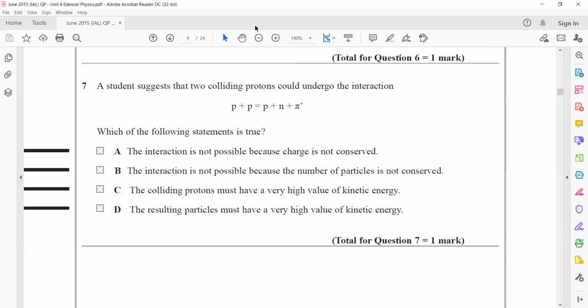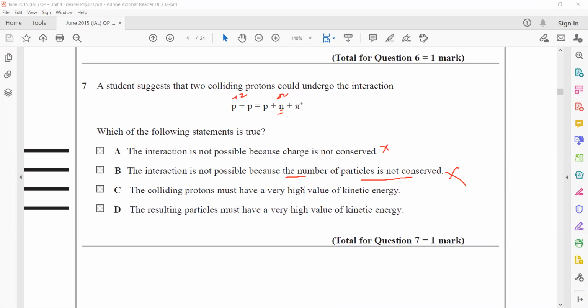For question 7, students suggest that two colliding protons could undergo the interaction. Which of the following statements is true? Interaction is not possible because the charge is not conserved. That's wrong. Why? Because the charge is conserved: +2 here and +2 there, because the neutron does not have charge. The interaction is not possible because the number of particles is not conserved. The interaction does not depend on the number of particles being conserved.